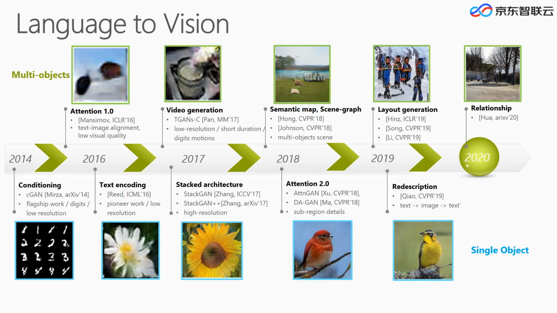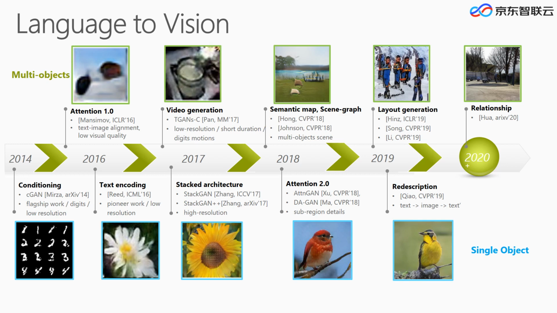Next, I will turn to discuss the generation problem from language to vision. There are two main streams of image generation based on language inputs. The bottom line shows single object synthesis, which has been very successful in the past years. Human eyes cannot even tell the difference between the real and the fake images. However, multiple object generation is a totally different story. From the top row, they are still far from mature.